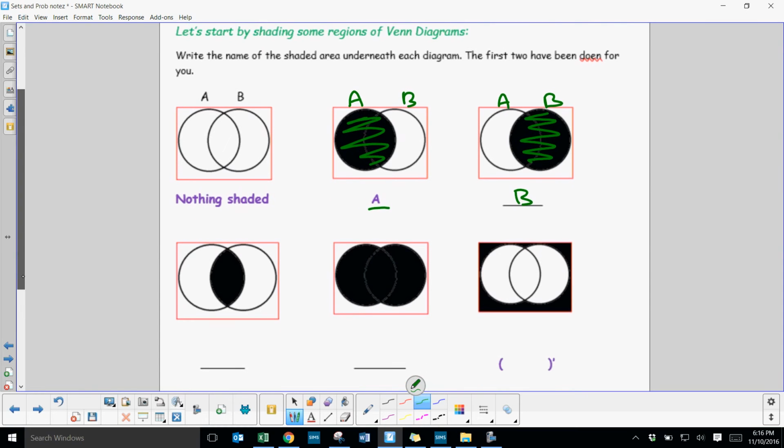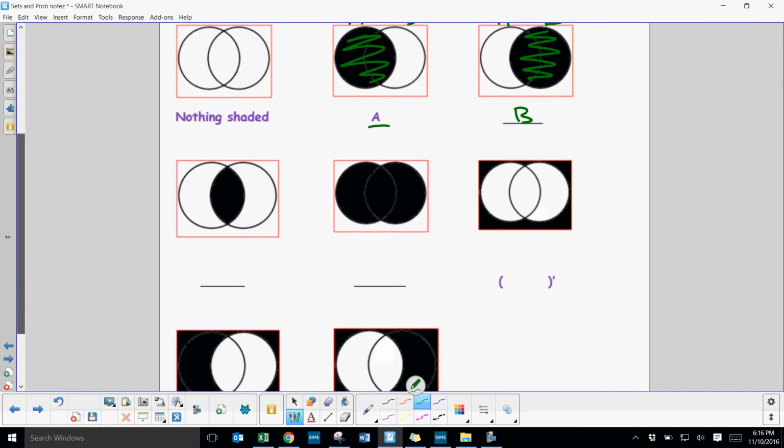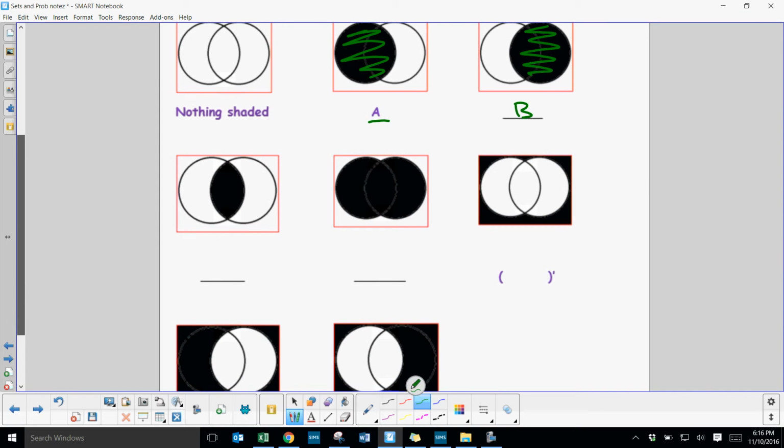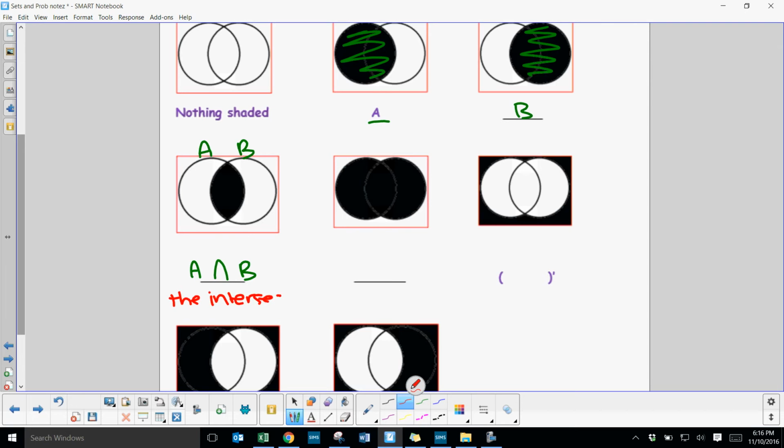Now let's label the section that's been shaded for this particular one. Again, we've got A and B continuing. Here we have what's called the intersect. The way you label the intersect, you might remember, is the upside down U. So you might just want to make a note that that is the intersect, this part here.